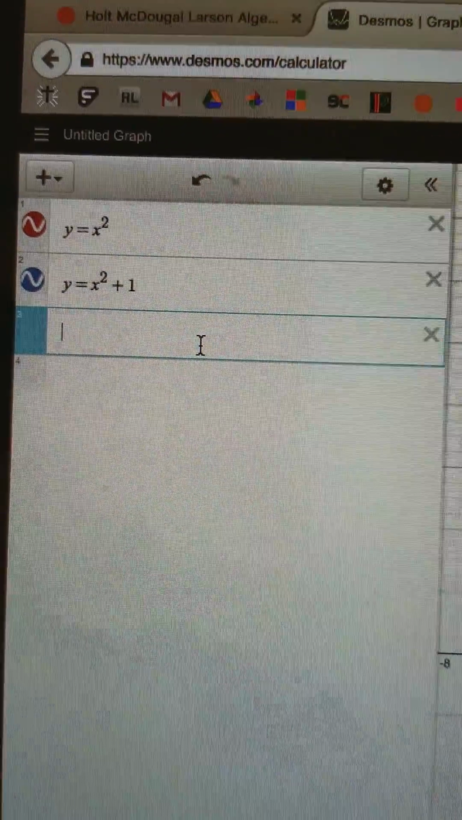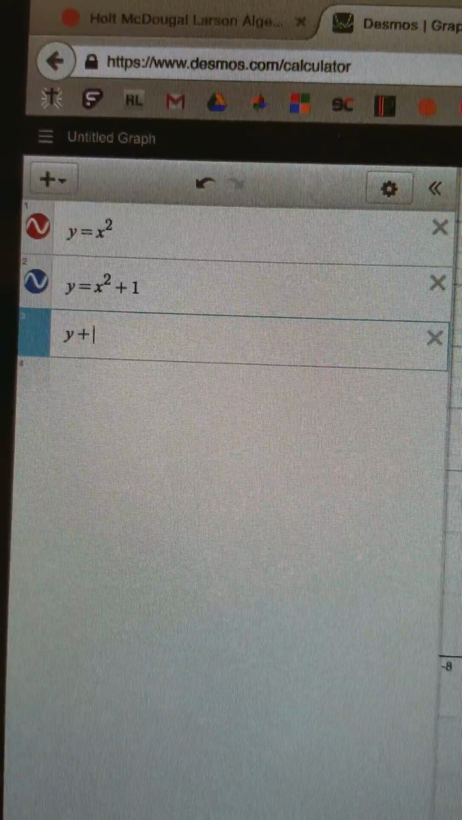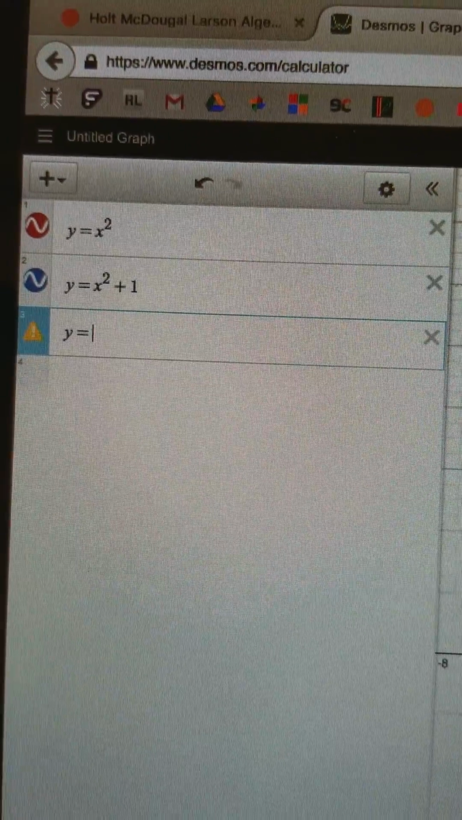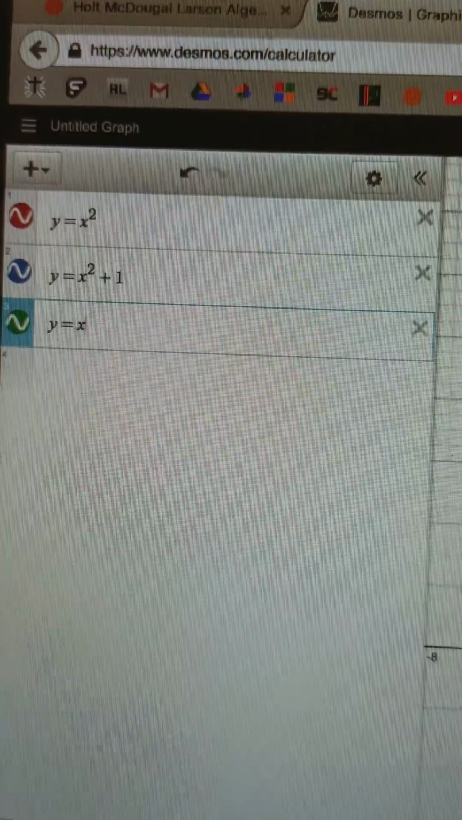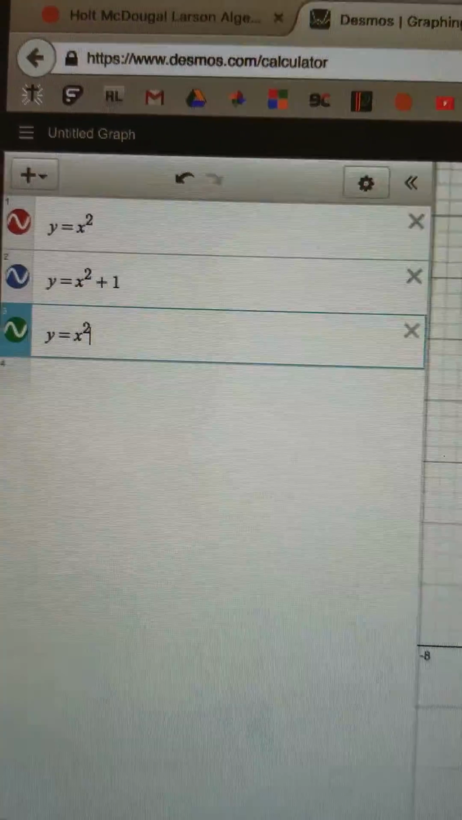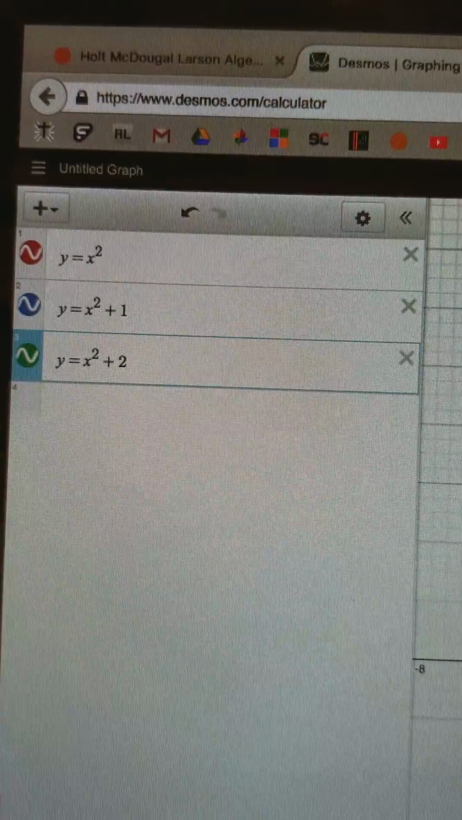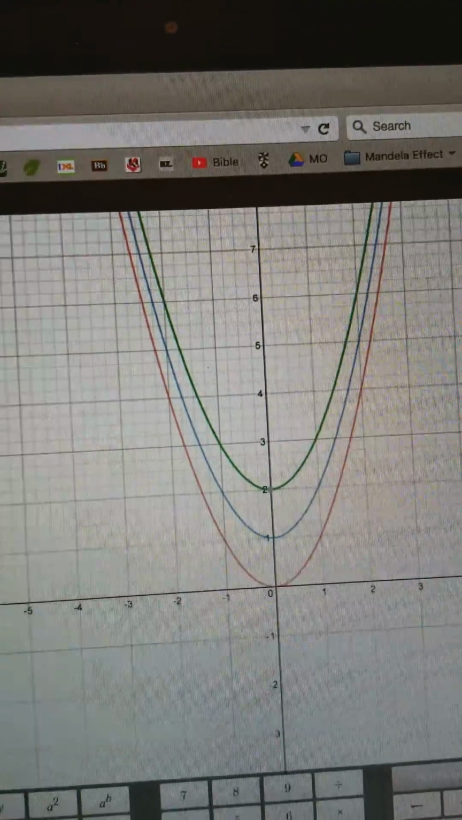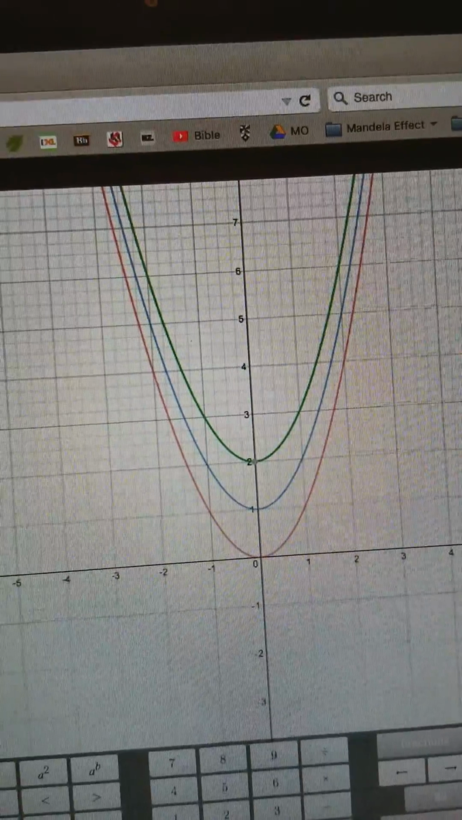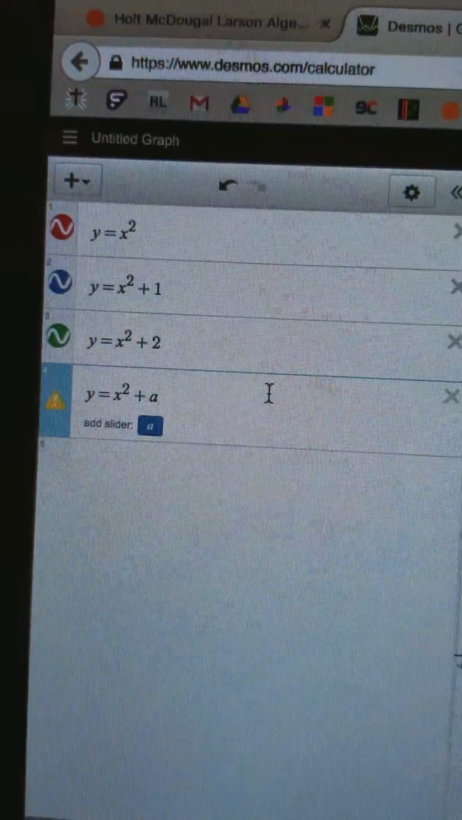If I add the equation y equals x squared plus 2, we're going to see it just shifted the parabola up 2 from the original, 1 more than the last one.